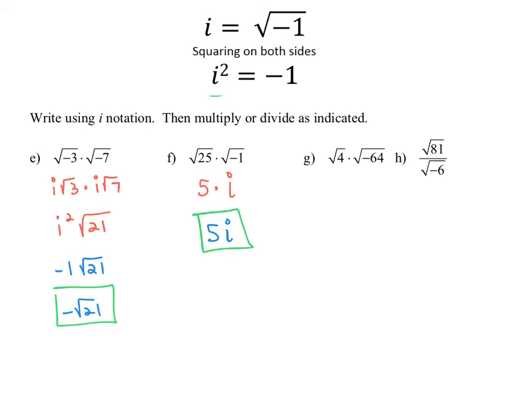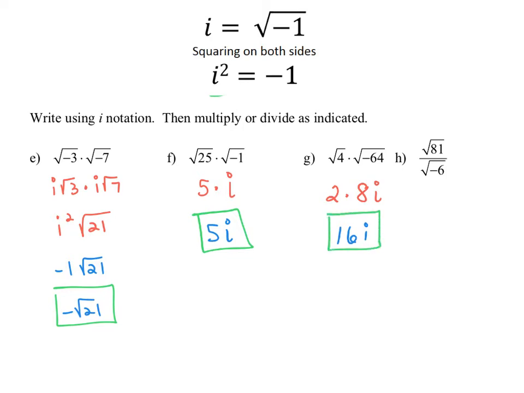In example G, we have the square root of 4 times the square root of negative 64. The square root of 4 is 2, and the square root of negative 64 is 8i. So we can simplify this as 16i as our answer.